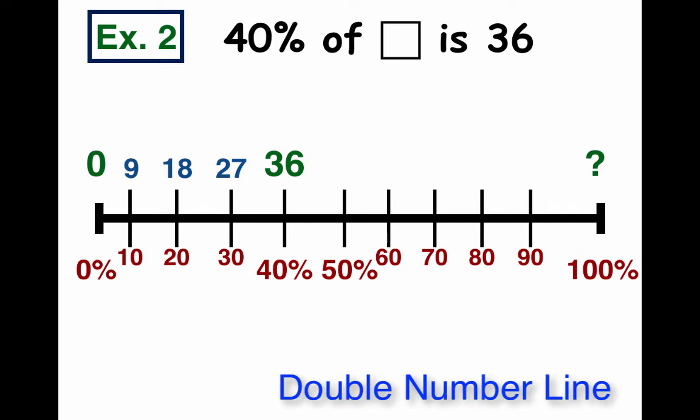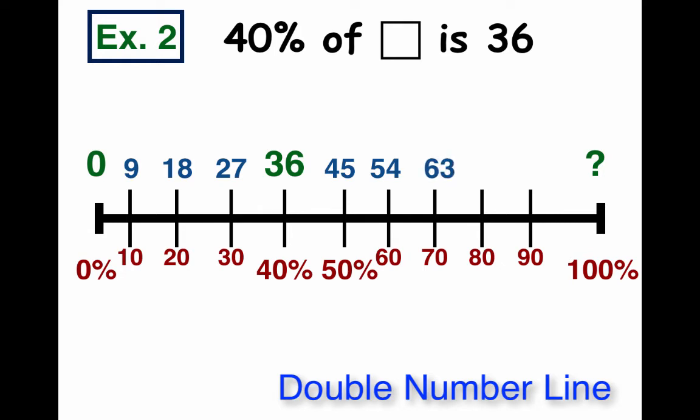What comes after 27 if you add 9 more? 36. We figured it out. We got to count by 9s: 9, 18, 27, 36. Well, let's keep counting by 9s. It'd be 45, 54. Keep adding on 9. What comes after 54? 63.